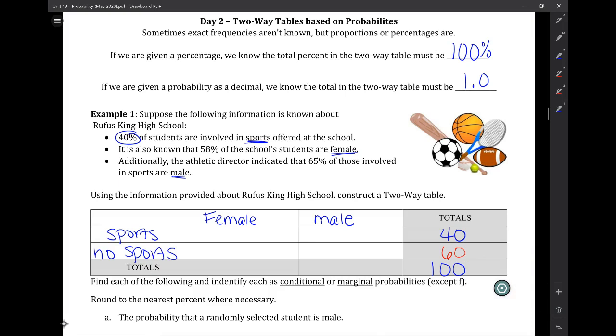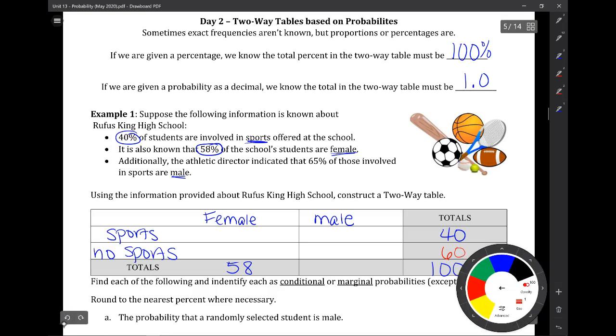All right, let's read the next one. It is known that 58% of the school's students are female. So this is going to say 58%. And so if 58% are female, then that means 42% must be male.